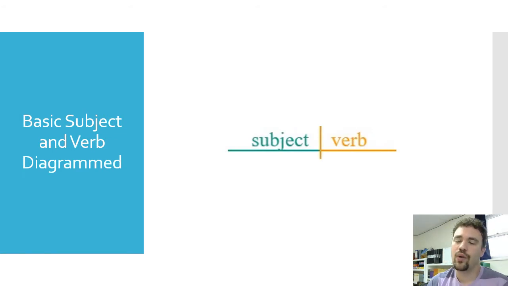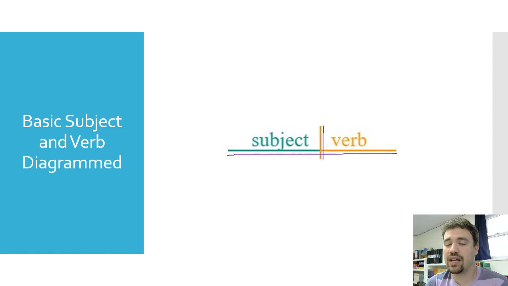All right, so this is the basic framework for diagramming a subject and a verb. So it's very, very simple. You have a horizontal line, like so, and then you have a vertical line dividing that horizontal line in half, dividing the subject from the verb.